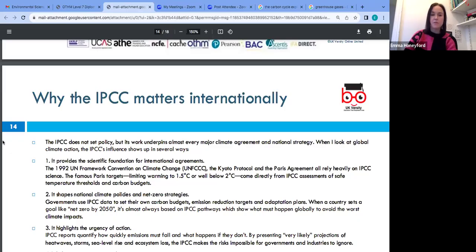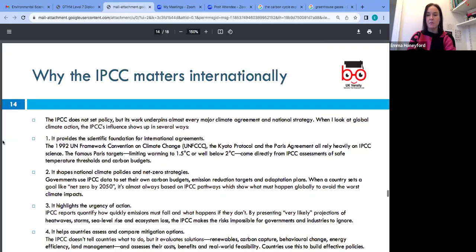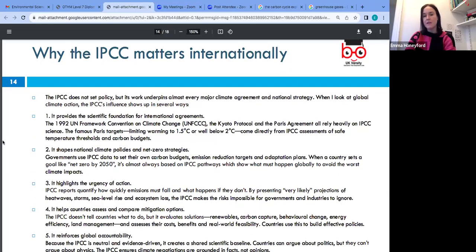Number 2, this shapes national climate policies and net zero strategies. Governments use IPCC data to set their own carbon budgets, emission reduction targets and adaptation plans. When a country sets out goals like net zero by 2050, the UK government's target is to be net zero by 2050. For Greater Manchester, I think it's 2038. We aim to be net zero by 2038. So they can be different, and it's worth looking at local targets wherever you are.